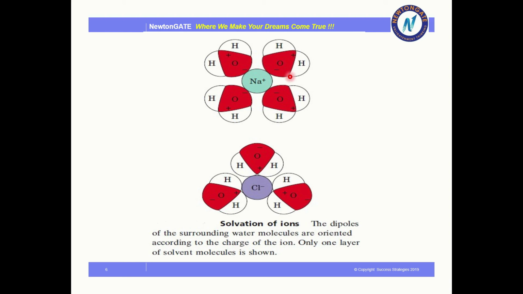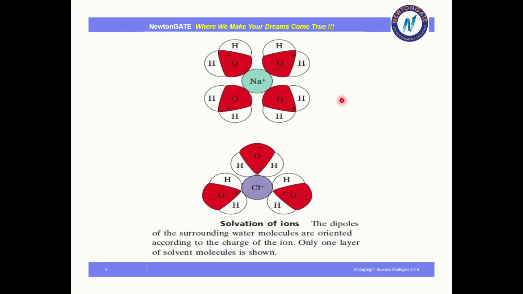So what is happening here? Water is a polar solvent. Why is it polar? Because oxygen is highly electronegative, so oxygen always has a partial negative charge, and hydrogen has a partial positive charge. So sodium has a positive charge, so it will attract the oppositely charged oxygen, and it will create a dipole here.